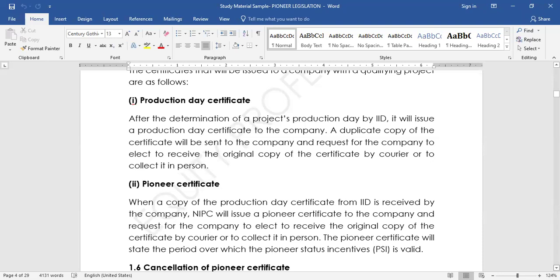Example, let me ask a question. If a production day starts on 1st of January 2024, when is the pioneer period going to end? December 2026. 31st December 2026. Make it what? 3 years. 3 years. Except the company is given an extension of additional 2 years. That one is not automatically granted. It's based on satisfactory performance.